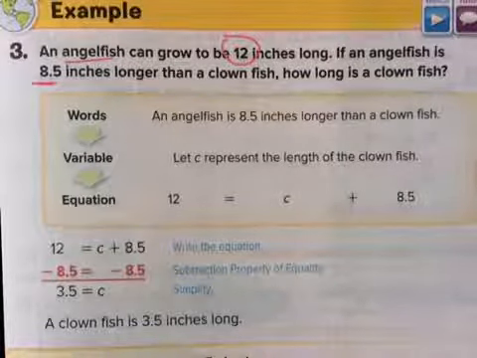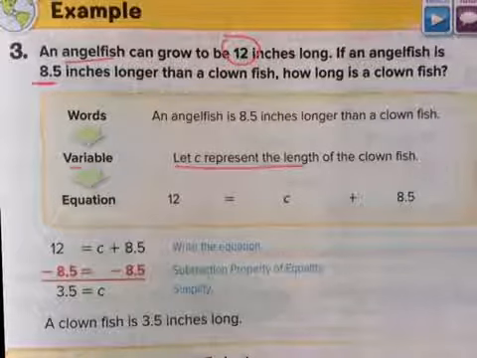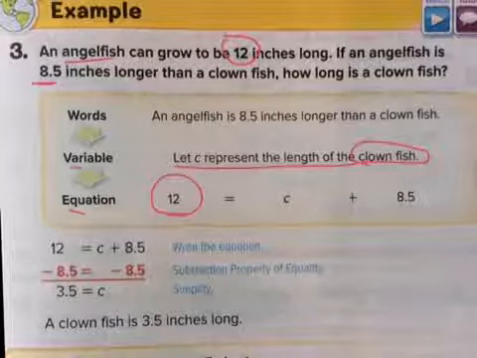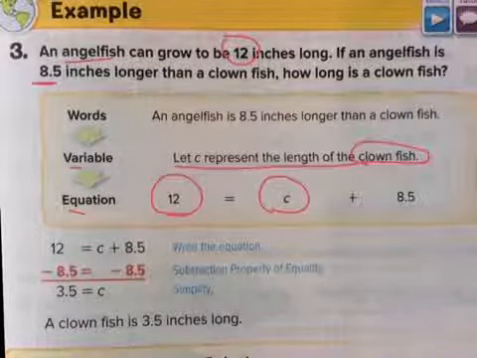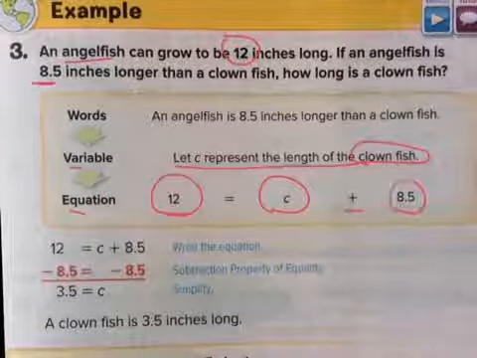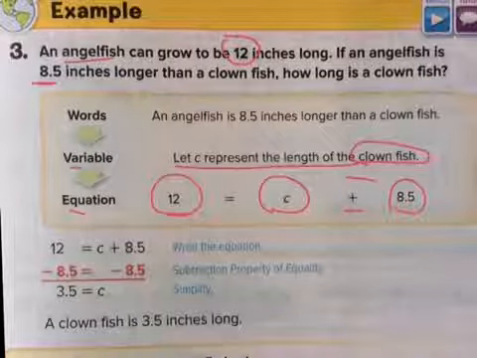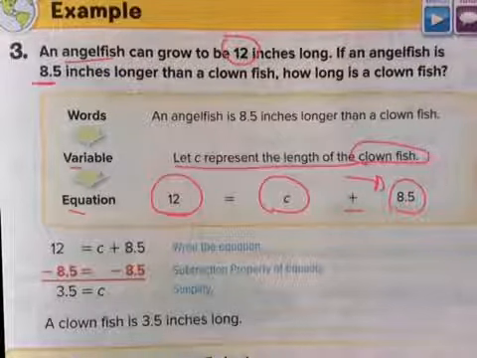Okay. Let's use a variable. Let C represent the length of the clownfish, as we were just saying. So now we have the equation. So we have 12. 12 is the total. The total of the angel is the clownfish plus 8.5. Remember, the angelfish is 8.5 inches longer. So it makes it a total of 12.